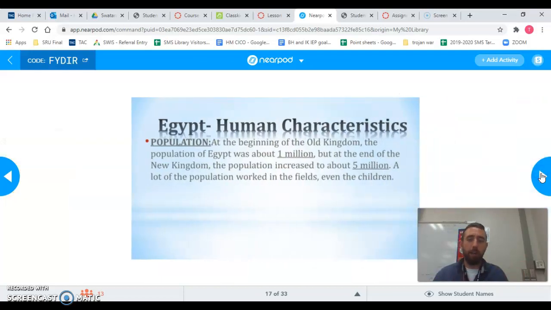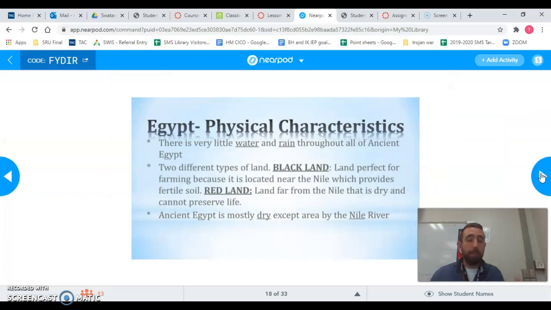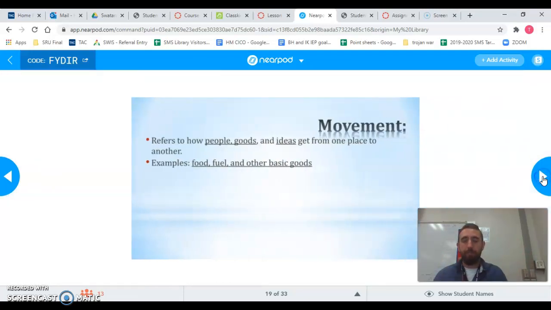So that's all human characteristics, but also we talked about physical characteristics or non-human. So we talked about how there's not a lot of rain in Egypt, and so it's kind of like a desert there, except for right along the Nile River where it floods. They have 2 different kinds of land. One's called black land because the soil is very dark and very rich. It's great for farming because of the flooding. But then there's the red land, which is kind of like the desert. It's very dry and you can't really grow anything there. So that would be like the physical characteristics of Egypt. Okay? And that's about as far as we got today.